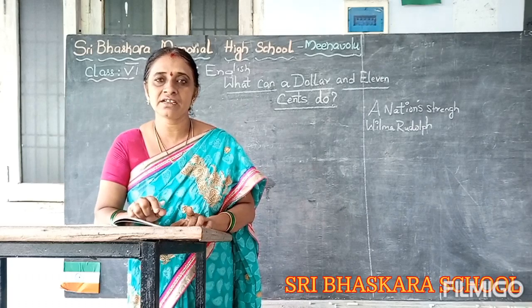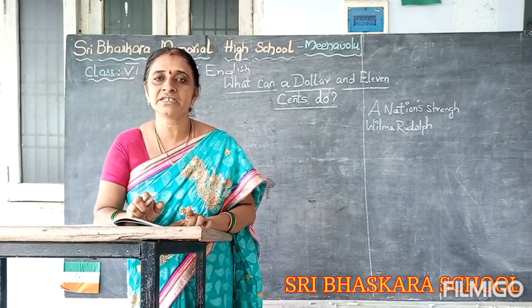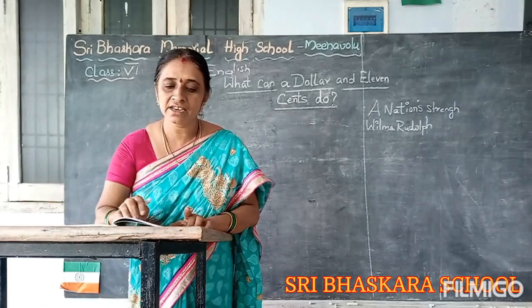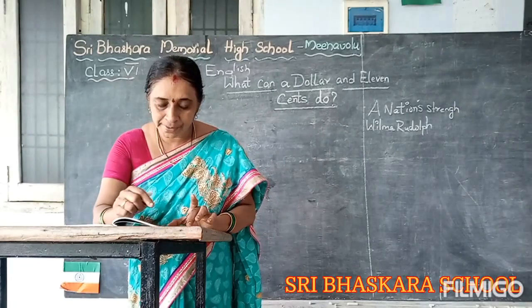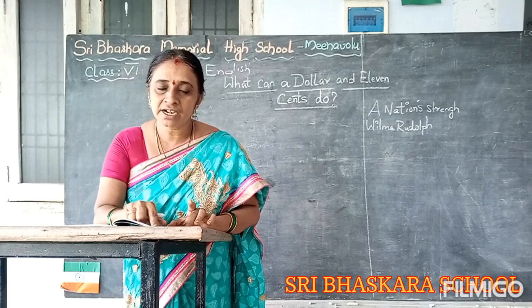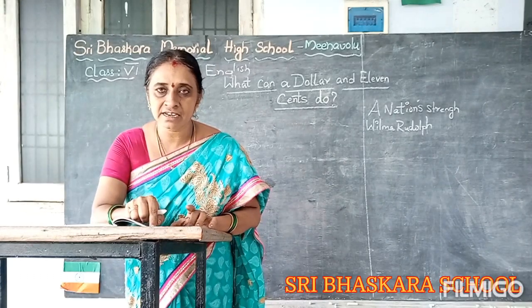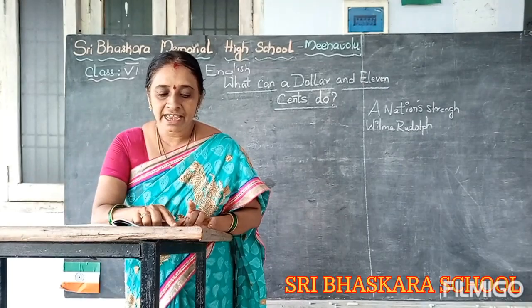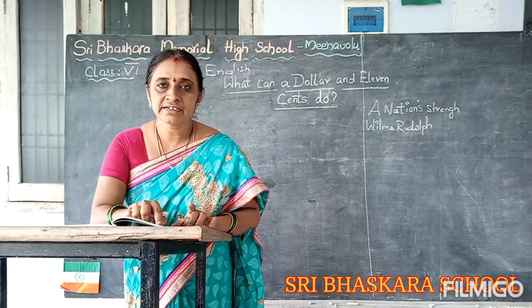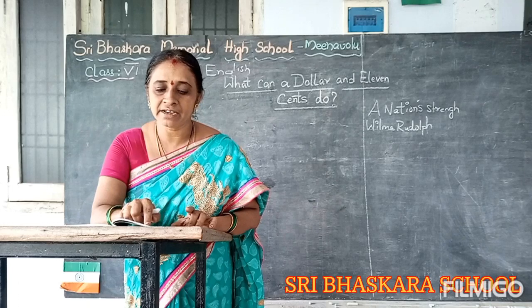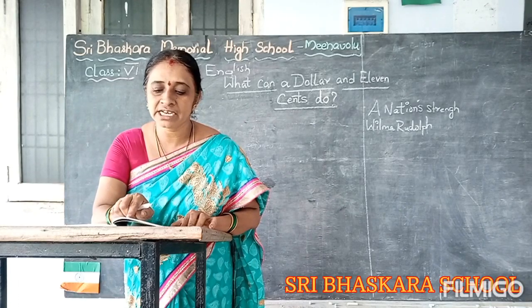Okay students, we completed the pre-reading about the lesson. Now let us start reading, that means the explanation of our lesson. If you have textbooks, open page number 32 and observe the lesson. Okay. Now I am reading the lesson.